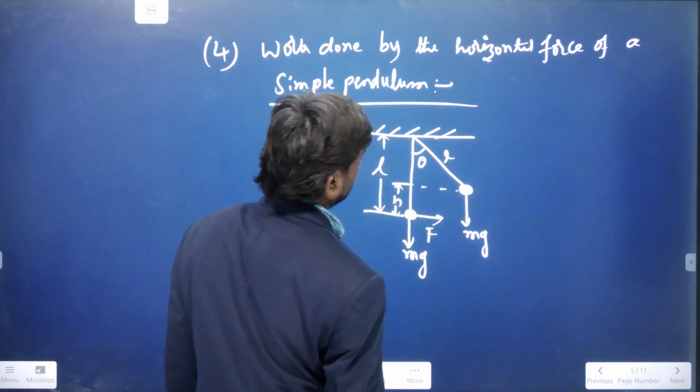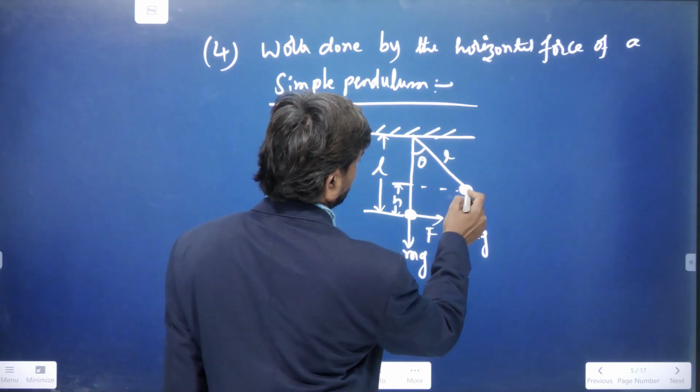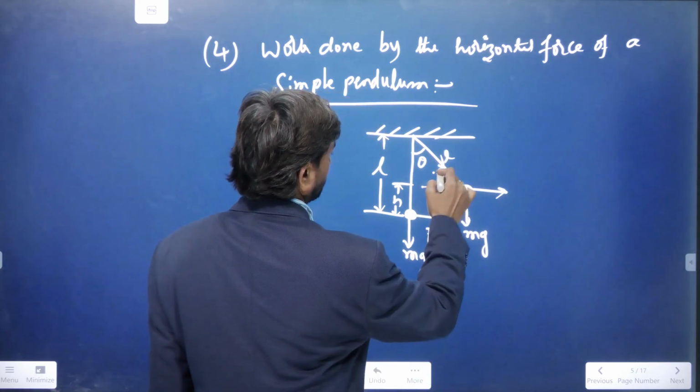So now what can we write here? This can be written here. This is the horizontal force, and there will be a tension in this string.